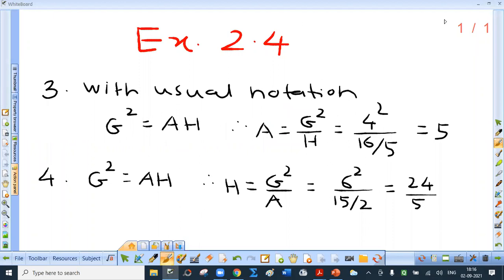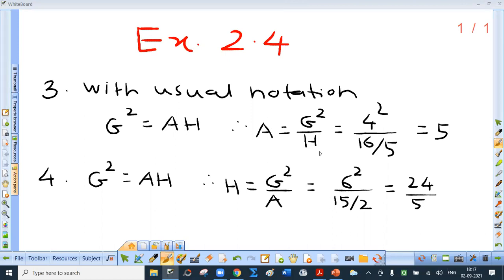It's a playgroup sum. With the usual notation, G square is AH. What is asked in that sum? Arithmetic mean is asked. So rearrange the terms to get A equal to G square upon H. Now the values are given. Substitute them. So A comes out to be 5. Right.